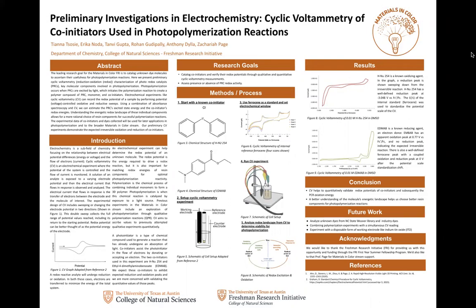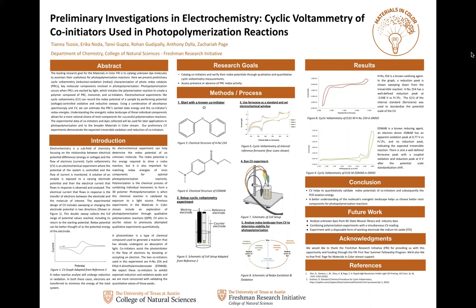The material and color stream research aims to catalog unknown dye molecules to determine their usefulness for photopolymerization reactions. Here we present preliminary cyclic voltammetry characterization of photoredox catalysts, called PRCs. These are the key molecular components in photopolymerization.